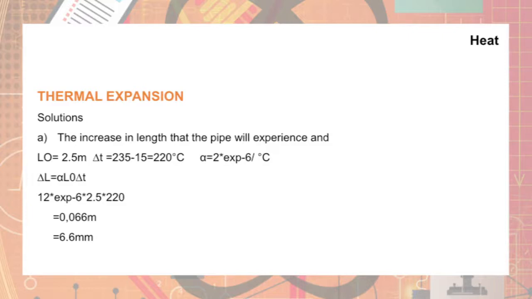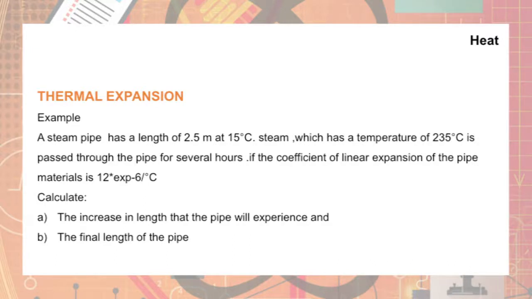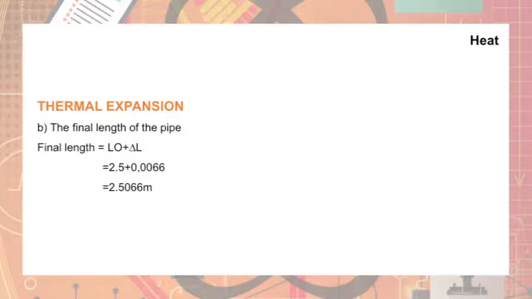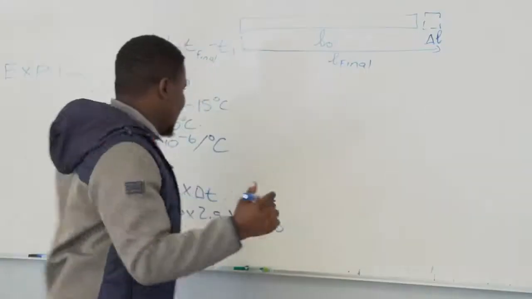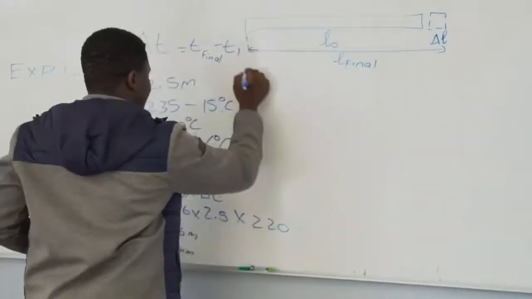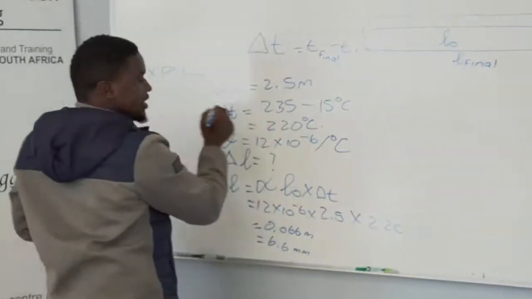Now, let us check our question on our PowerPoint slide. The second question says, calculate the final length of the pipe. When they say calculate the final length of the pipe, they are requesting this final length. We are to add the initial length plus the small millimeters in which our steel pipe is increasing. Let us just continue here for interest sake.